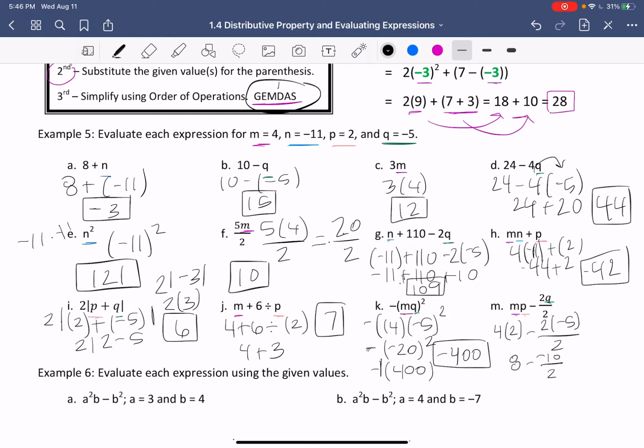So this is minus a negative, okay? Those are both supposed to be there. So then the next thing that we're going to do is divide, right? Remember to look at your fractions as division problems. So negative 10 divided by 2 is going to give us negative 5. So we have 8 minus negative 5, which is going to be 8 plus 5, and give us 13.